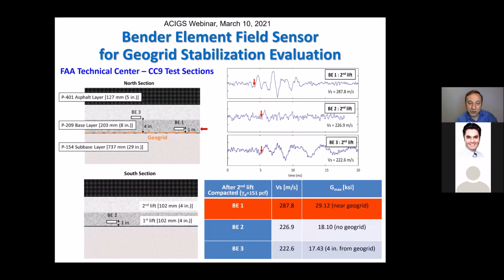And very first measurements from that in a compacted layer directly above, again, the geogrid. Geogrid is right here, directly above that PE1, about 1 inch, about 2.5 centimeters above. We could actually see an increase in shear wave velocity, whereas going up about 4 inches, almost 10 centimeters above, the shear wave velocity is not that high. And in an unstabilized one, the south section with no geogrid, the control section, similar values.